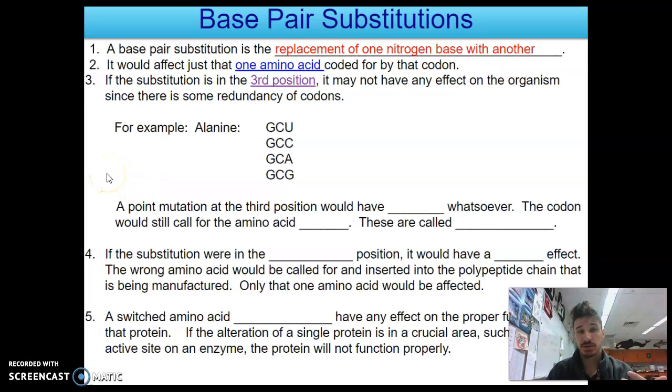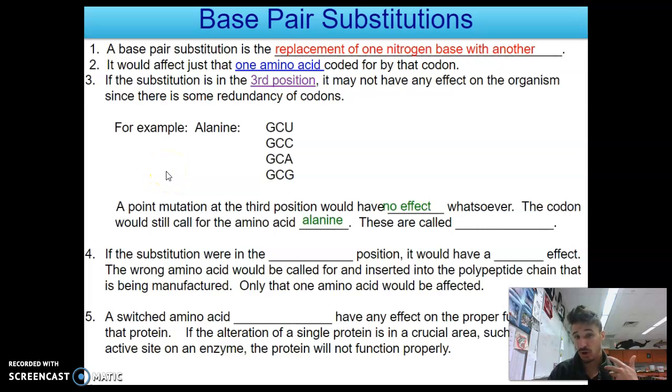So a base pair substitution is the replacement of one nitrogen base with another. Like on the last slide, we replaced that T with an A. It would just affect one amino acid, but there's a characteristic called the wobble effect, where if the mutation, a point mutation, a substitution here, happens at the third position in the codon, there's a chance the mutation will be silent. It'll have no effect at all.